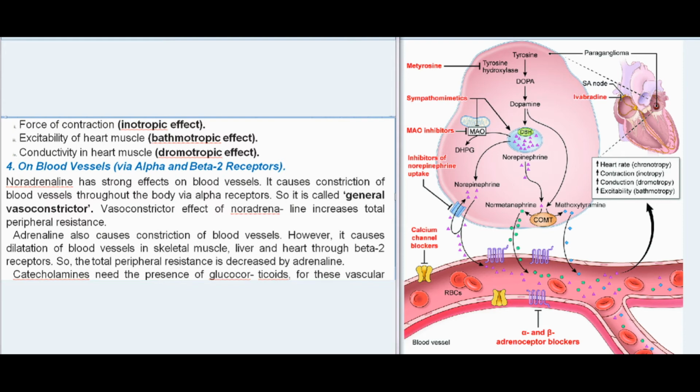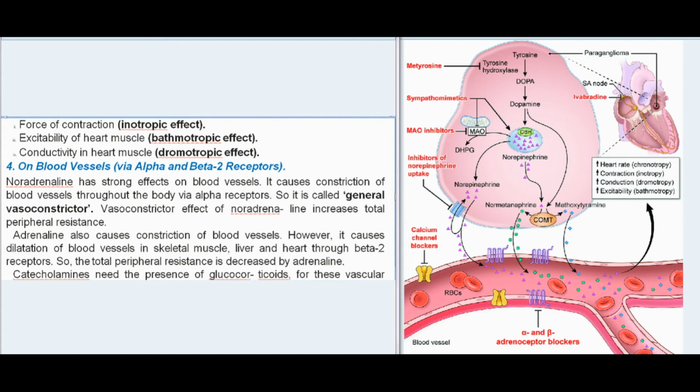Conductivity in heart muscle, dromotropic effect. On blood vessels, via alpha and beta 2 receptors. Noradrenaline has strong effects on blood vessels. It causes constriction of blood vessels throughout the body via alpha receptors. So it is called general vasoconstrictor. Vasoconstrictor effect of noradrenaline increases total peripheral resistance.